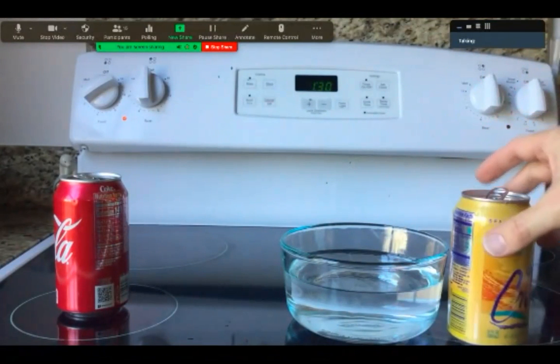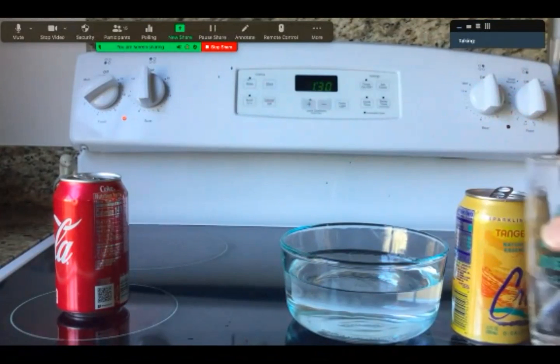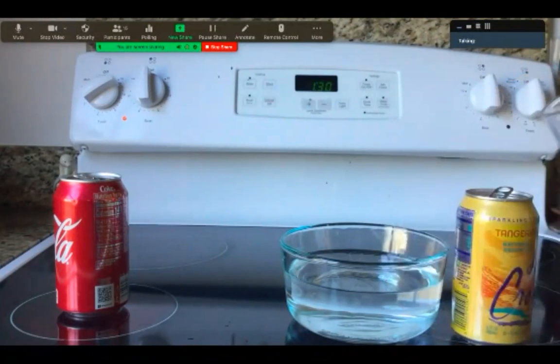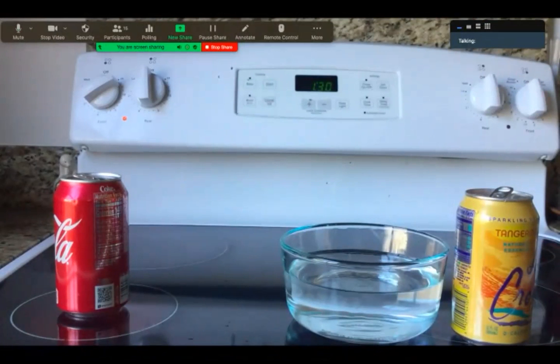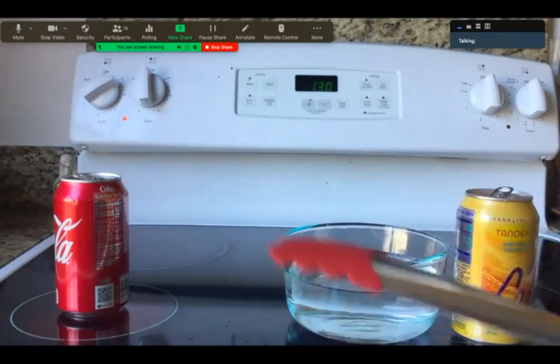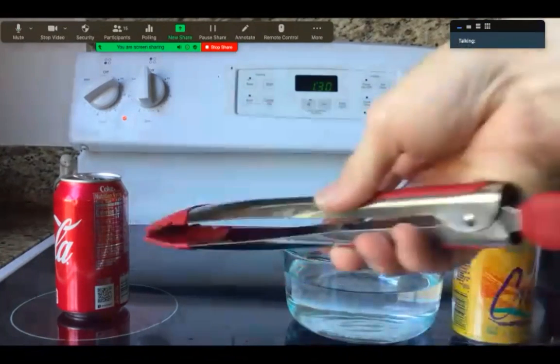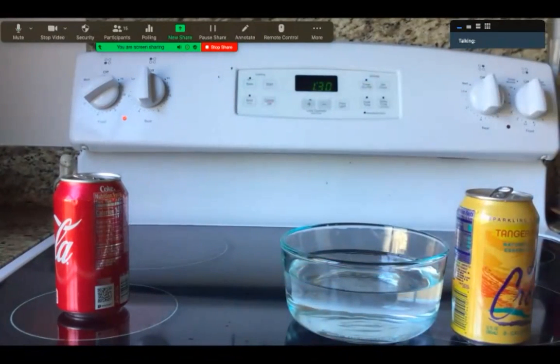You need to fill the can about 1/4 full of water. You really don't need that much. I would use about this much or so and just pour it in there, like so. And you're going to need tongs to grab this can, because what you're going to be doing, as you can see over here, is heating the water in the can on a stovetop.